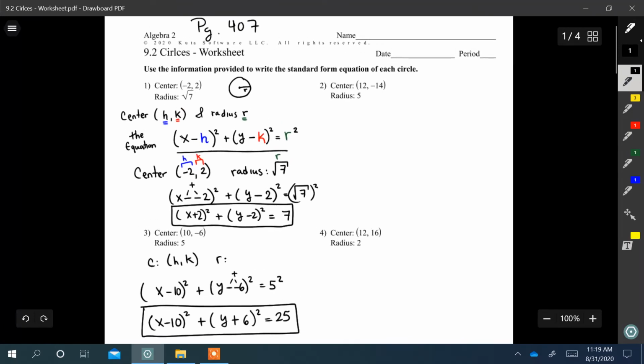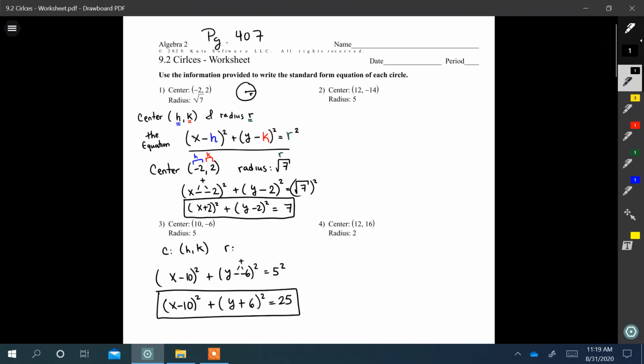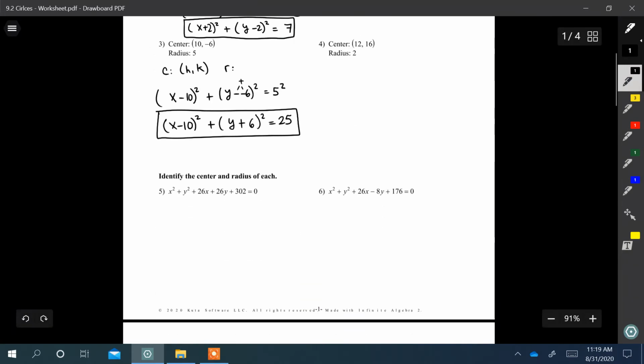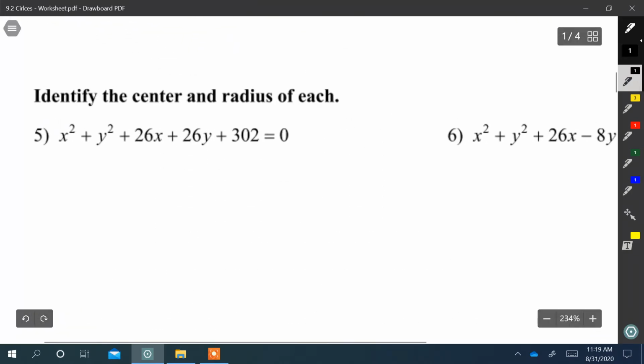All right, so I want you guys to do 2 and 4. You're going to use that formula that you can find on page 407. Let's go ahead and move on.